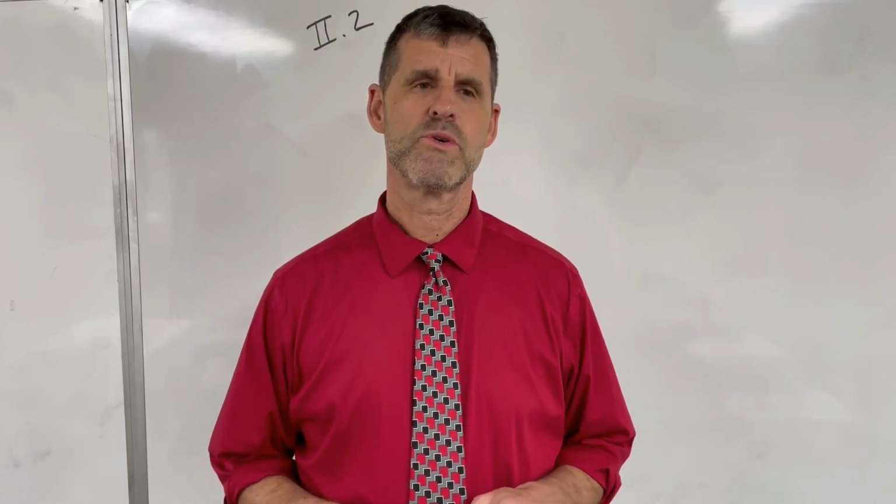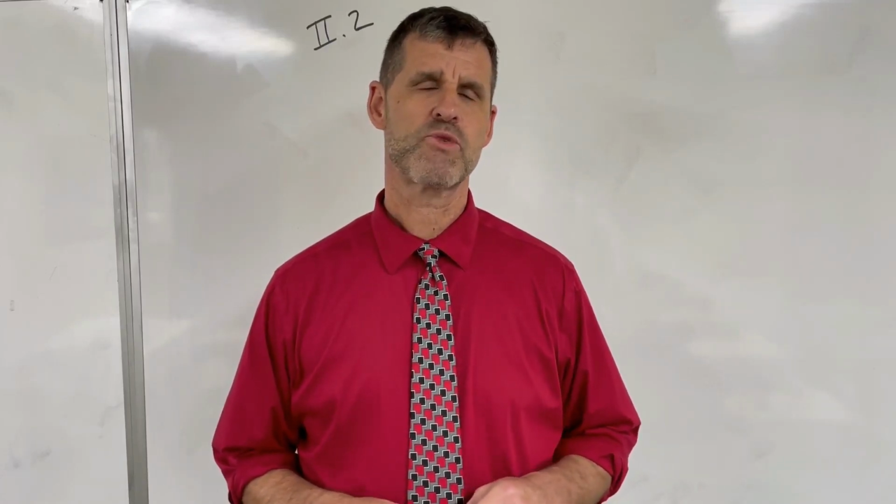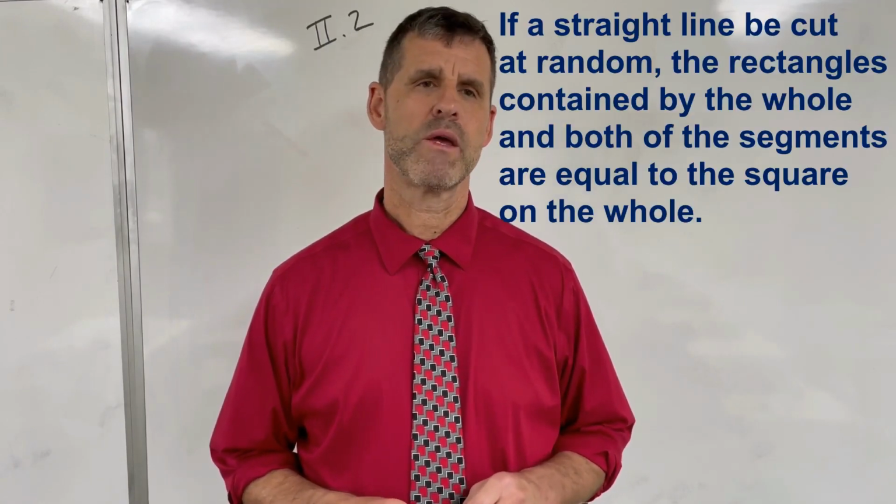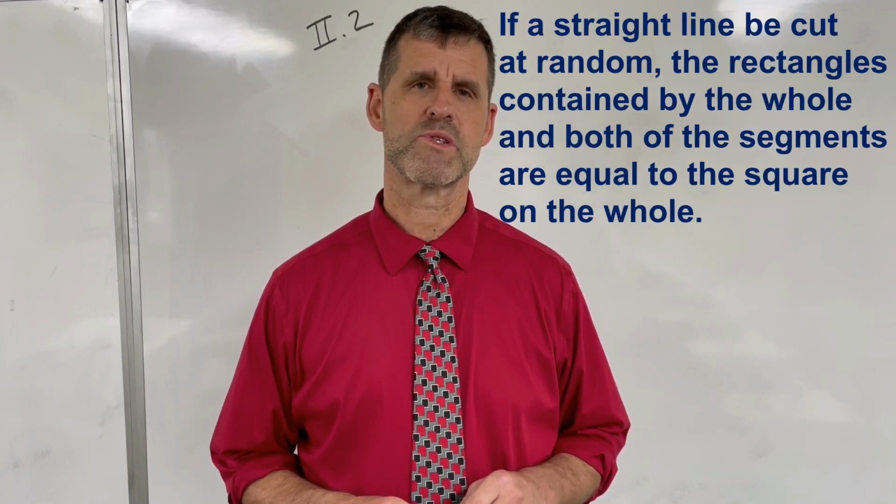Euclid's Elements, Book 2, Proposition 2. If a straight line be cut at random, the rectangles contained by the whole and each of the segments is equal to the square on the whole.